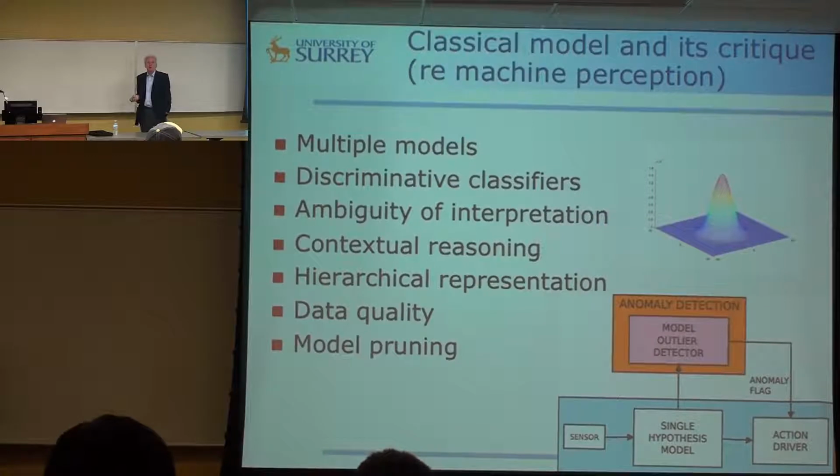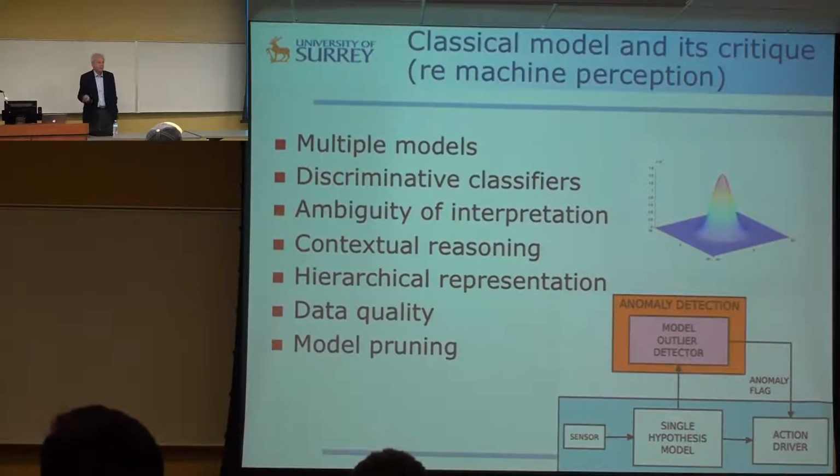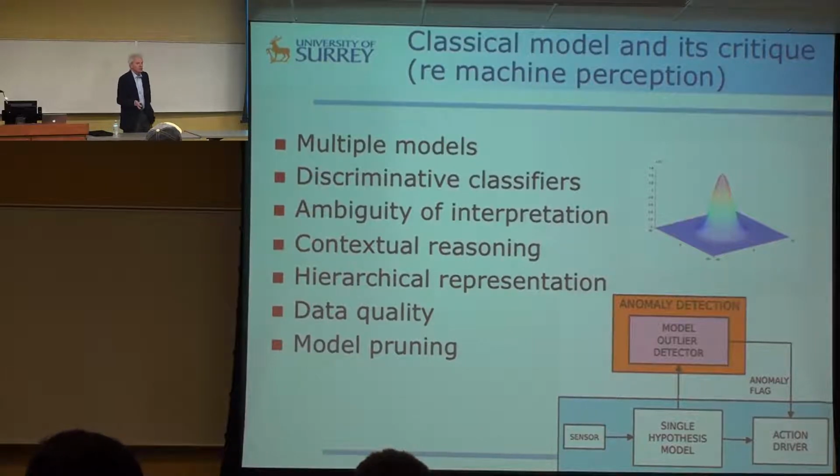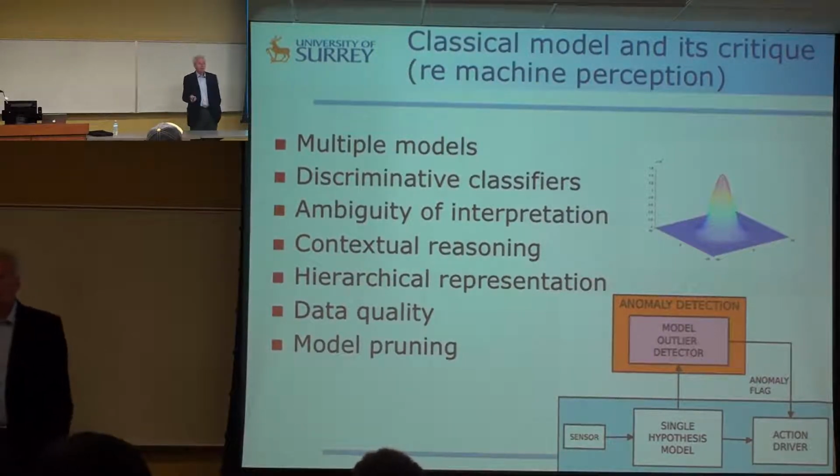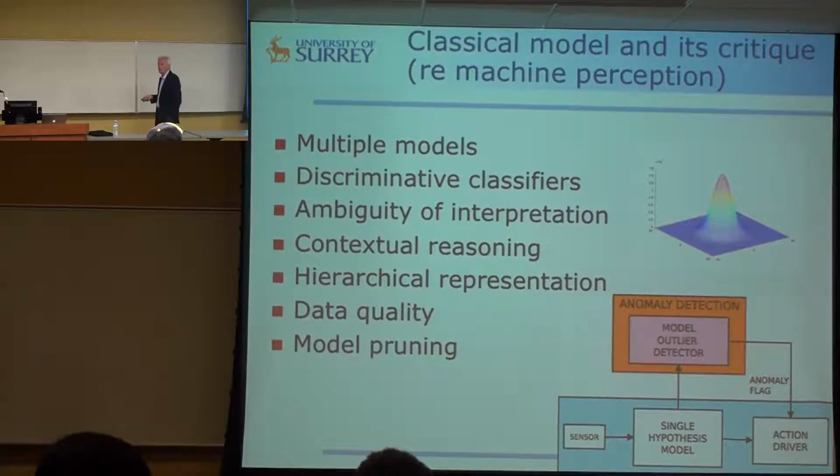We often work with discriminative classifiers in machine perception because they are computationally more efficient. They usually have better performance than generative classifiers. But the problem with using discriminative classifiers is that you don't have a notion of whether you are dealing with an outlier, some unusual measurement, or not.